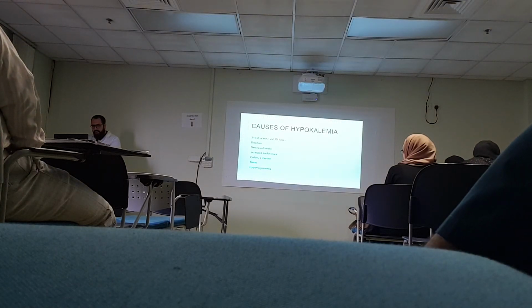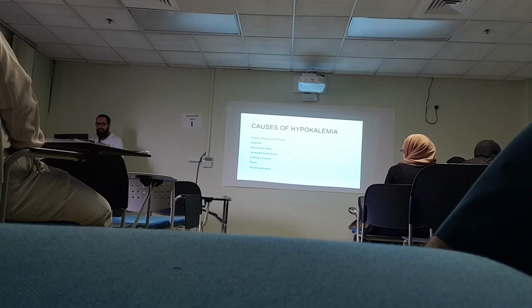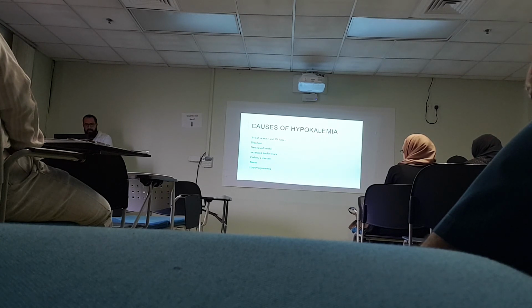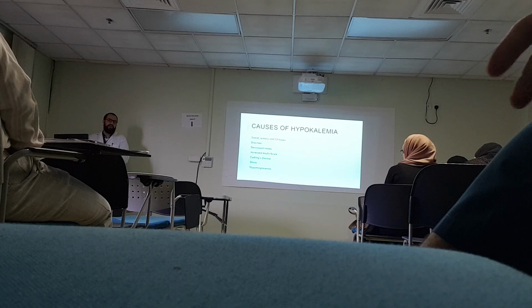Or kidney failure. Causes of hypokalemia: loss of fluid, diarrhea, decreased intake, giving insulin. All of you know what's the role of insulin in hypokalemia? It shifts potassium from intravascular to intracellular. Also hypomagnesemia. Okay? Potassium and magnesium go up and down together. Sometimes it's wise to give magnesium with the potassium if the patient has some cardiac arrhythmias, etc.